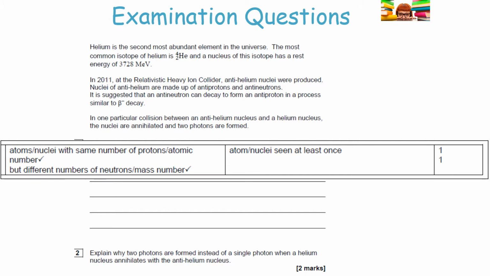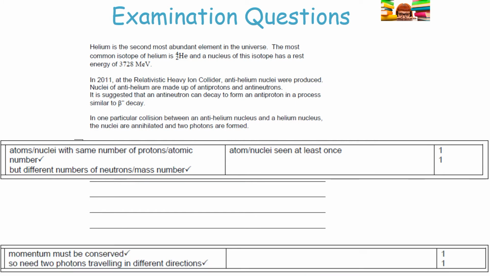Now the next thing, why are two photons formed instead of a single photon when the helium nucleus annihilates? Well, remember, annihilation is just a collision. So what is always conserved in a collision? Well, momentum should be conserved in a collision. Now because we have a particle and antiparticle coming together, they're going to have equal yet opposite momentums. So the total momentum before is going to be 0. So the total momentum afterwards has to be 0.